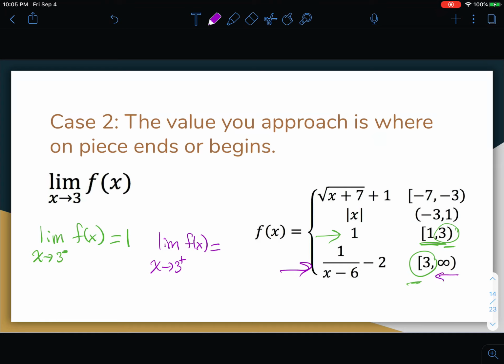Because again, if I want to come in from the right, I need values like 5 and 4 and 3.5. It's in this restricted domain. So let's think about this. We'd have 1 over 3 minus 6, then minus 2. So this would be -2 and 1/3. Now, we definitely have both one-sided limits. However, they are not the same value. This is a jump discontinuity. And in that case, the two-sided limit does not exist.